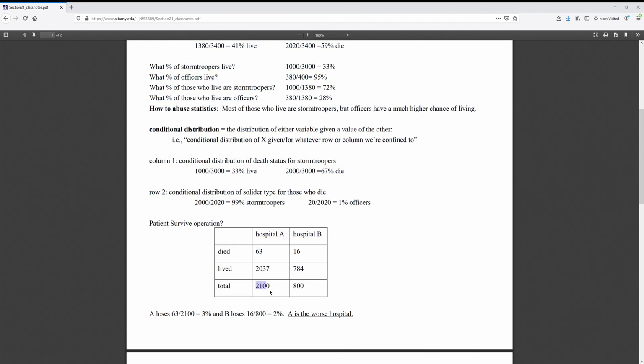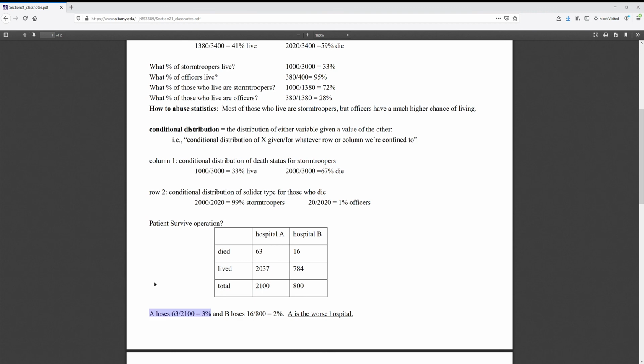63 out of 2,100 patients die. Divide it out and you get about 3%. I'm sure that's rounded. No, it's not. It's exactly 0.3. And while I'm here, the other one is also exact. So for Hospital A, if our universe is Hospital A, then 63 of those in that universe have died after surgery.